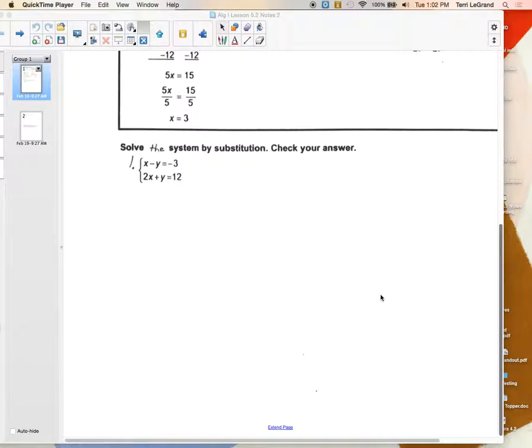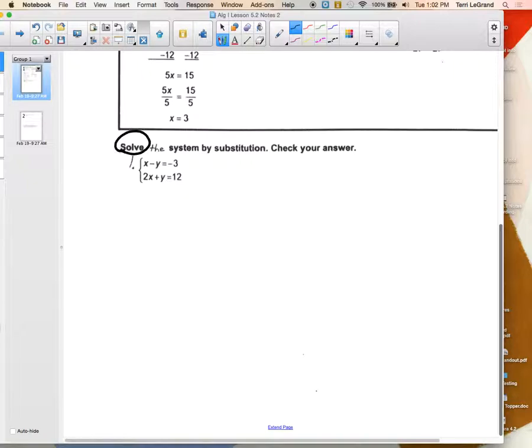Notice what it says today though. Not only are we going to solve, but we're going to check. Okay? So we are going to check our answers in our homework today for the ones that are not word problems. Okay? So number one.